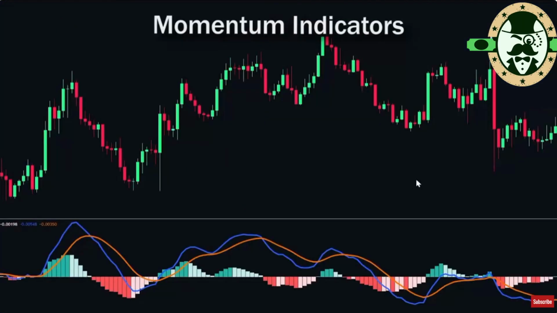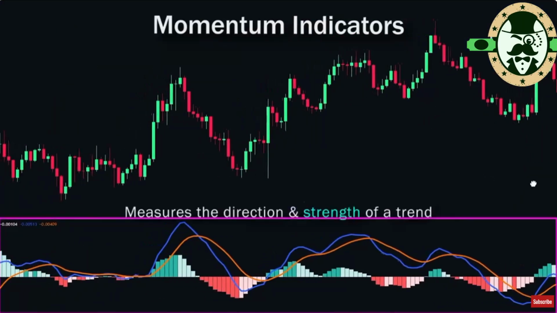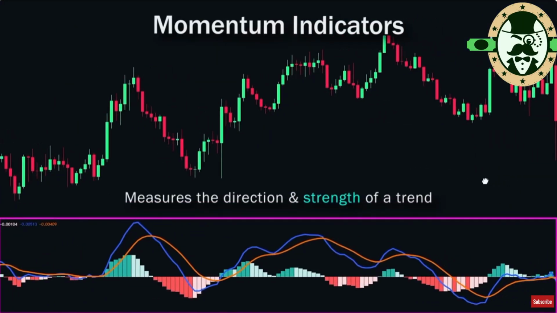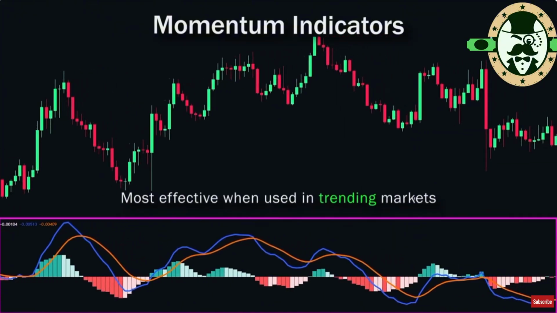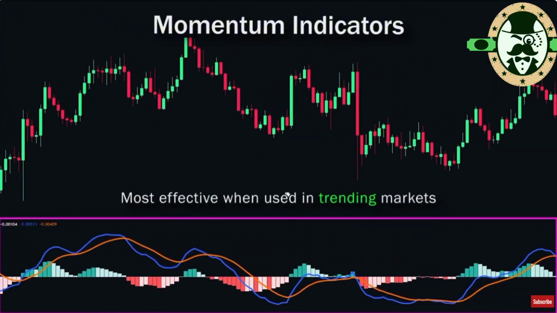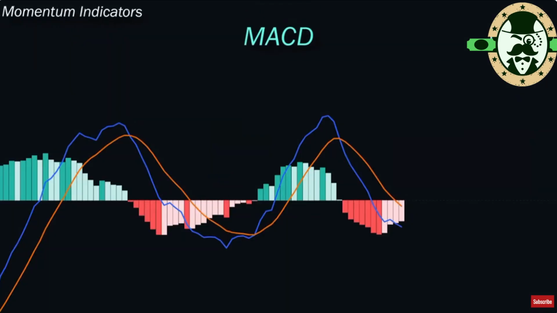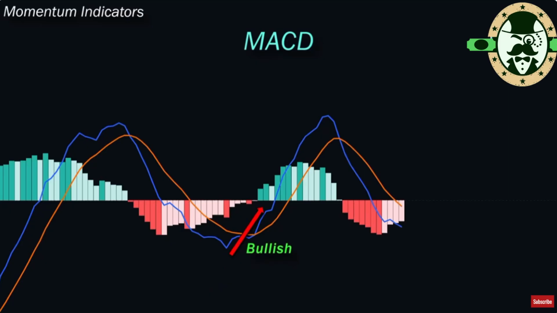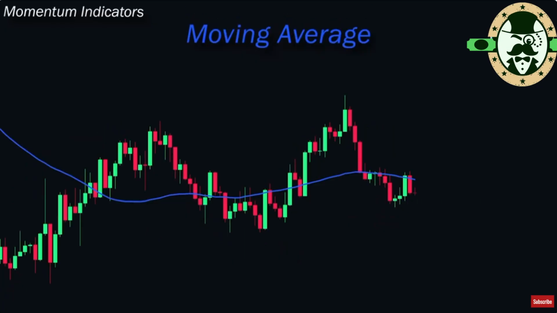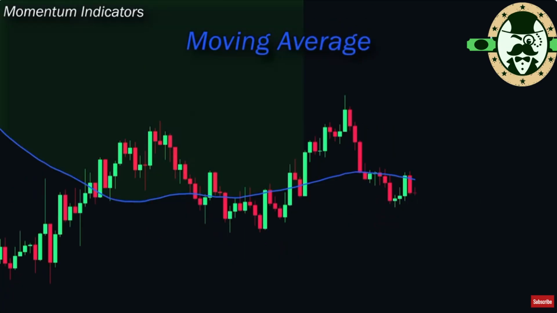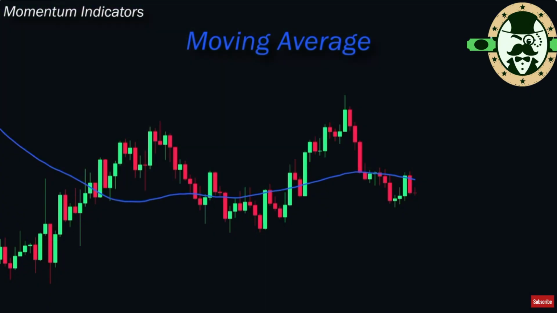The 15th strategy we're going to look at is momentum indicators. Momentum indicators measure the direction and strength of a trend and are most effective in trending markets. Some examples include MACD, which can signal bullish momentum with an upward crossover, and bearish momentum with a downward crossover. Moving averages, which show price relative to an average and can indicate bullish conditions when price is above the average and bearish conditions when price is below the average.